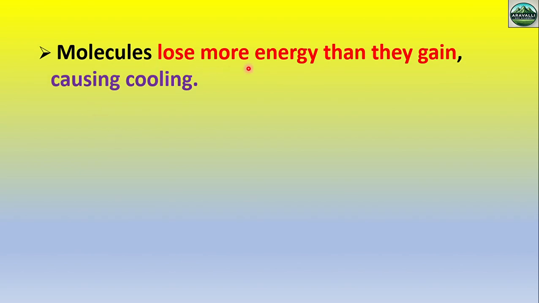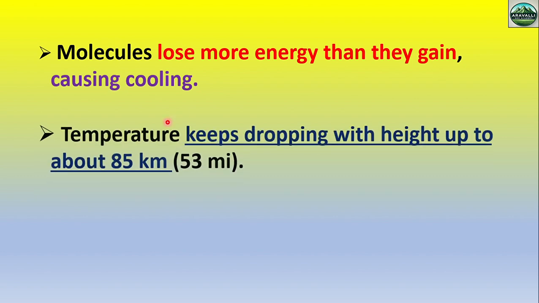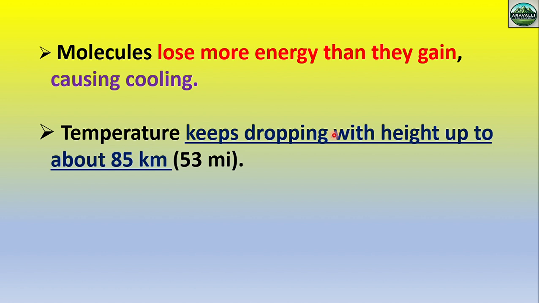Molecules lose more energy than they gain, causing the cooling. Why is the temperature cooling here? Why does temperature decrease? Because molecules lose more energy as compared to the gaining, and the temperature keeps dropping with height up to about 85 kilometers. This is the maximum height of the mesosphere.